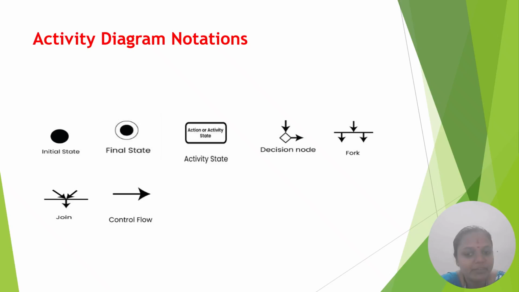The main purpose of decision node is to control the flow of the activity based on the outcome of a condition. When the control flow reaches the decision node, the condition is evaluated and the process continues along the path that satisfies the condition. This helps to represent logical branching in a process, making the diagram more realistic and meaningful.